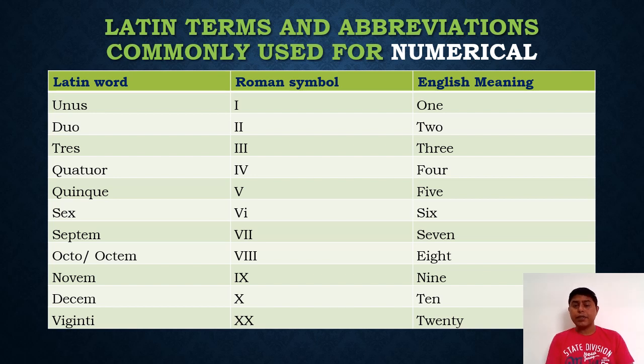Then Latin terms and abbreviations commonly used for numerals are unus means 1, duo means 2, tres means 3, quattuor means 4, quinque means 5, sex means 6, septem means 7, octo or octava means 8, novem means 9, decem means 10, and I used another term, viginti, that is 20. So these are the most commonly used Latin terms for numerals, and I think we use them in day-to-day life also, which are easy to understand.